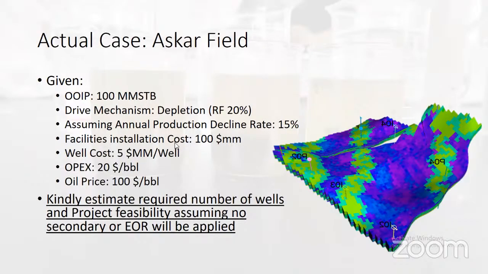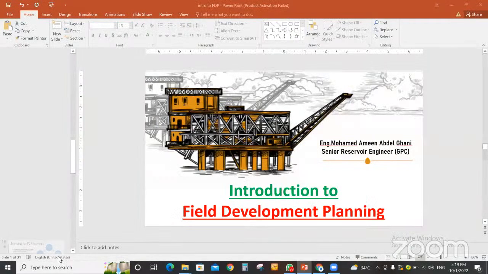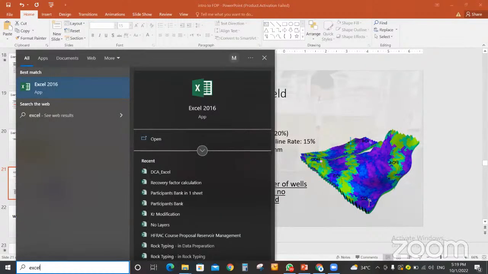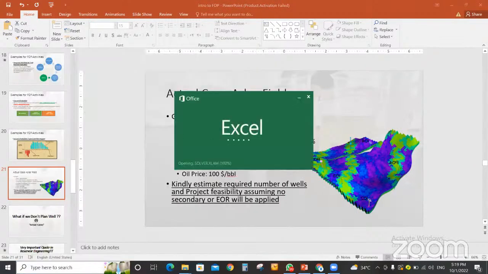The facilities installation cost is $100 million. Well cost is $5 million per well, the OPEX is $20 per barrel, and the oil price is $100 per barrel. We will use just a simple Excel sheet to know the number of wells that will be needed and to do the project feasibility study. Okay, how can we do that? We will open an empty Excel sheet.